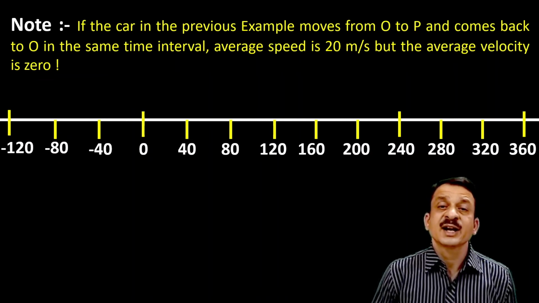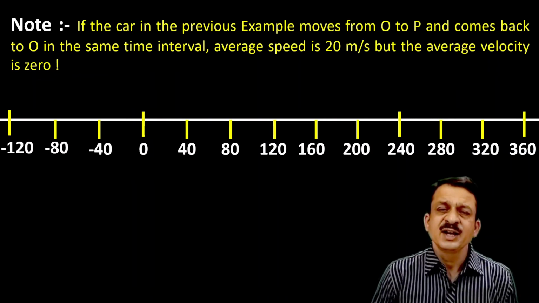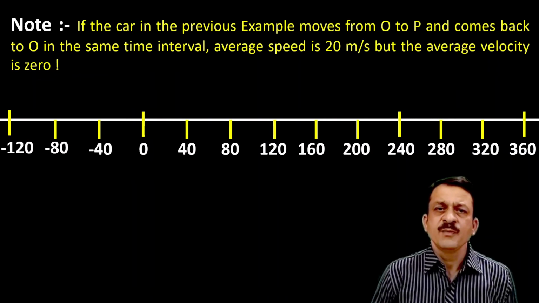Velocity becomes 0. Why? The initial point and final point coincide. The displacement becomes 0, therefore average velocity is 0, and average speed alone is 20 meter per second. Now look at that one.